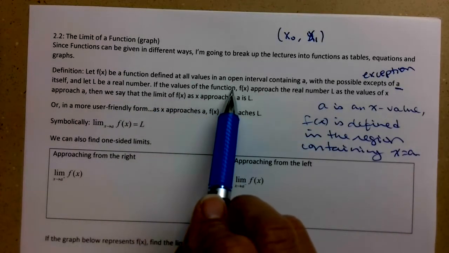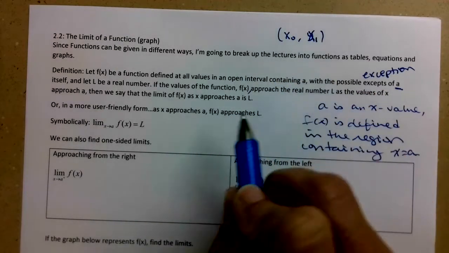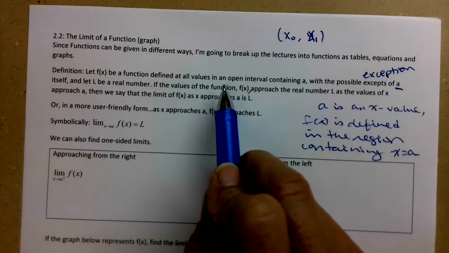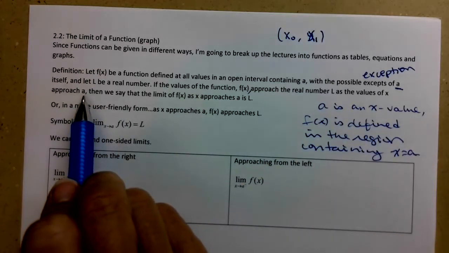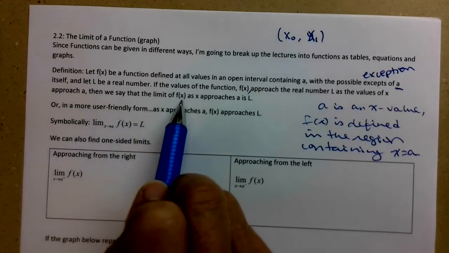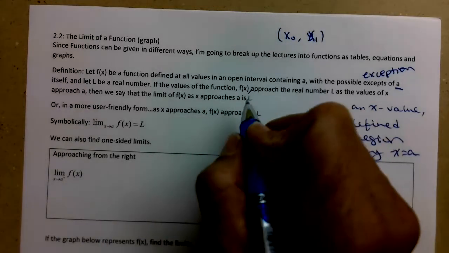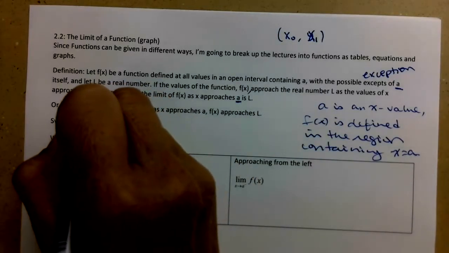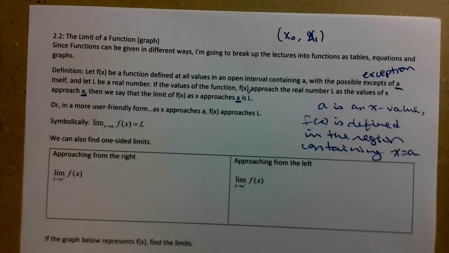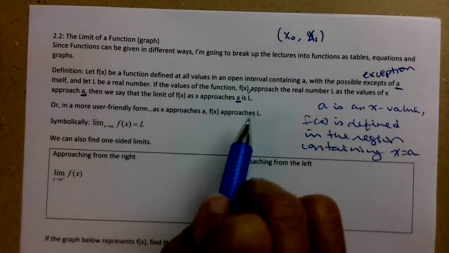If the values of the function f of x approach the real number L, so now the values of the function, so the y values, approach L as the values of x approach a, then we say that the limit of f of x as x approaches a is L. So these are the value x equals a. Okay, so in more user-friendly form: as x approaches a, f of x approaches L.